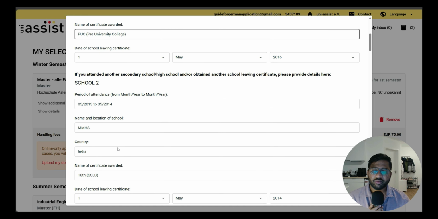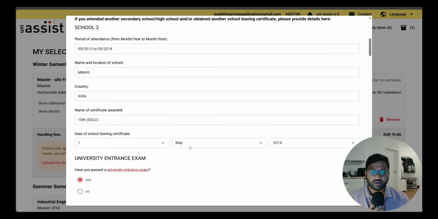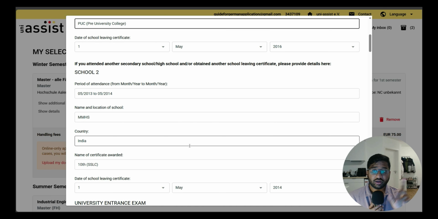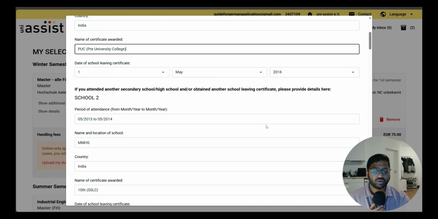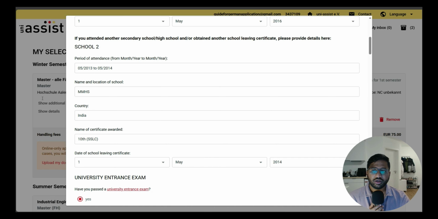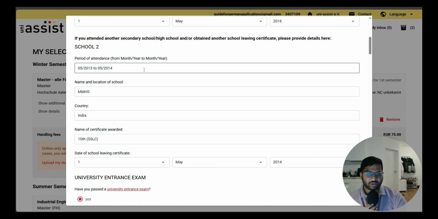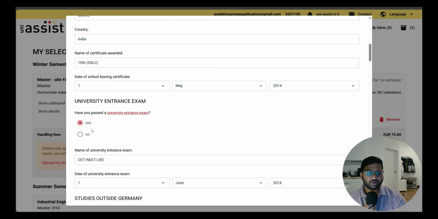Yes. But before we fill in the university entrance qualification, people who have done a diploma can either fill it in under schooling, or you can also fill in your university. If you want to fill it in under schooling, then school 1 will become your 10th, and school 2 will become your diploma, where you have to mention the name and location of the school, country, and the name of the certificate awarded is diploma, and you did it for 3 years, so please mention 3 years. Then for the university entrance examination, for most of the guys who did a diploma, there will be the diploma CET. So you can click on yes.